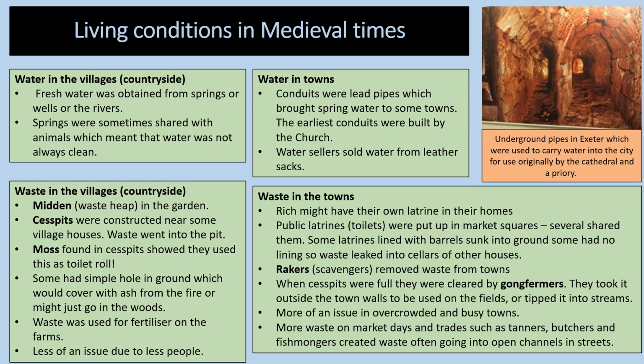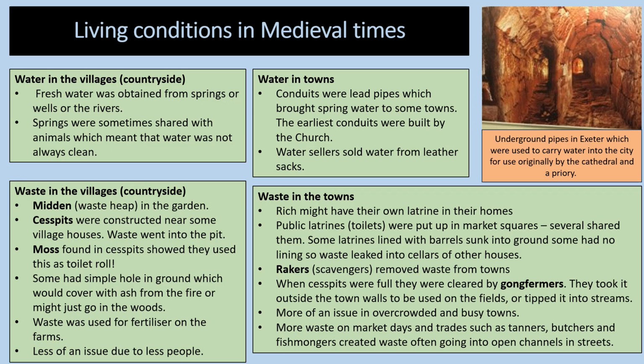Now, when cesspits were full, or hopefully before they were totally full, they were cleared by someone called a gong farmer. Now, their job was to take it outside the town walls. Sometimes they could sell it to farmers as fertiliser, so it could be used on the fields, but quite often they simply tipped it into streams, and that made the streams and the rivers a horrible mucky mess and created a lot of horrible pollution.